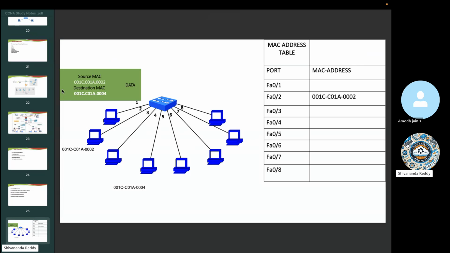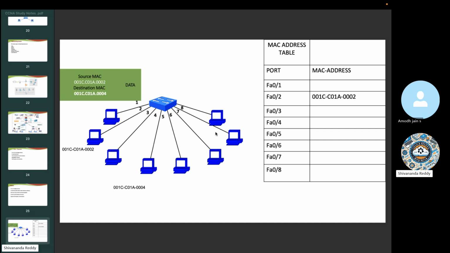Next, how the MAC address looks and how we can connect a switch. We can see this table. This table will give a clear idea. Look at the main device, the middle device; this is the switch.